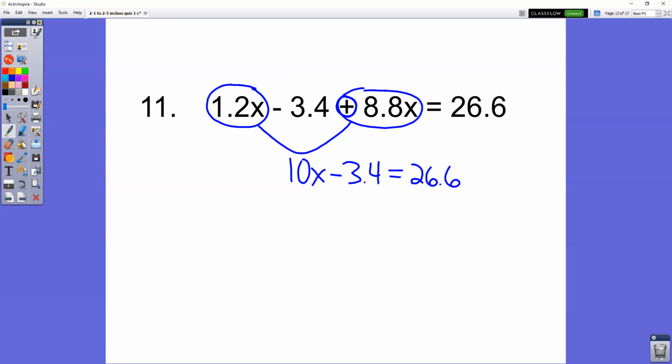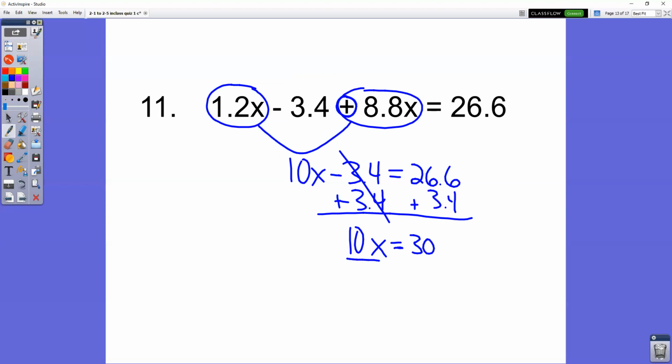Now you just have a normal two-step equation. So we want to get that 10x all by itself. So we want to add 3.4 to both sides. Bring down your 10x, 26.6 plus 3.4 gives you 30. Divide by 10 to get that x all by itself. Top divided by bottom, 30 divided by 10 gives you 3.